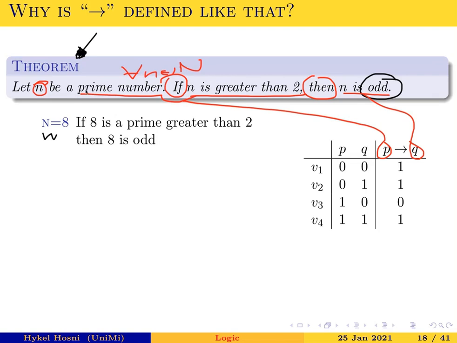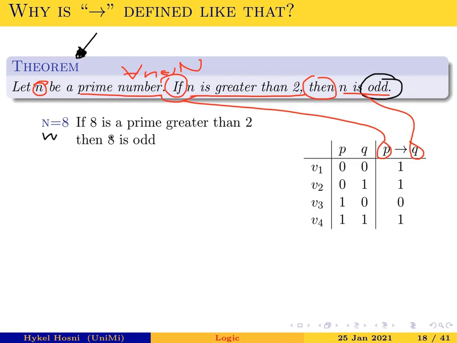The statement, the sentence of the theorem must be true because it's true for all numbers, and 8 is a number, so this must be true. If 8 is a prime greater than 2, then 8 is odd. This must be true, and the reason why this is true is the truth of this general statement. This is true for all n's. 8 is a number, therefore this must hold.